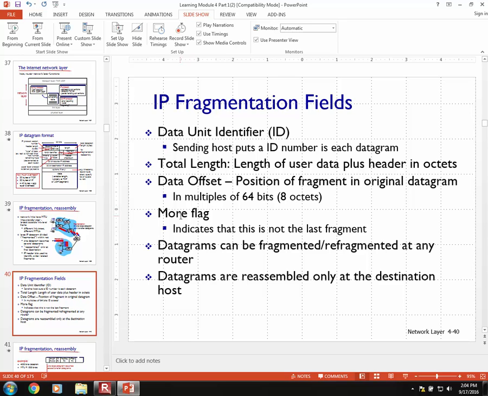Since we need to keep track of whether or not we have reached the end, there's a more flag. The more flag indicates that this is not the last fragment. Datagrams can be fragmented and refragmented at any router, and they are only reassembled at the destination host. So all this information in the header is used to identify the related datagrams so they can be later reassembled.